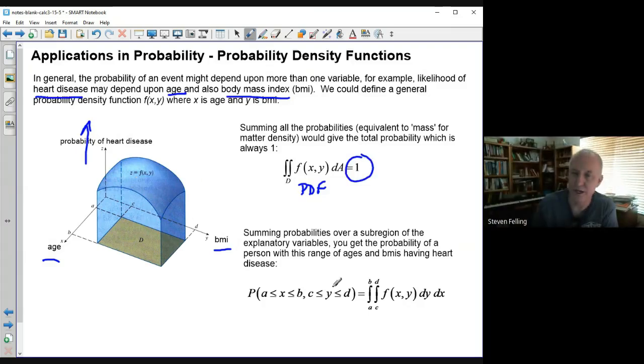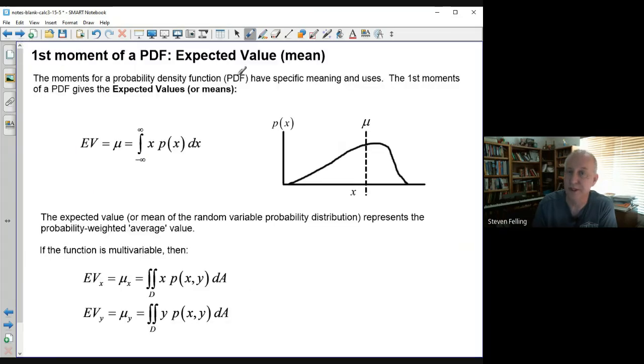Right? But now that would be a double integral, right? We would have to do a double integral, right? And moments are also defined for probability density functions, and they have interesting meanings. The first moment is called expected value.